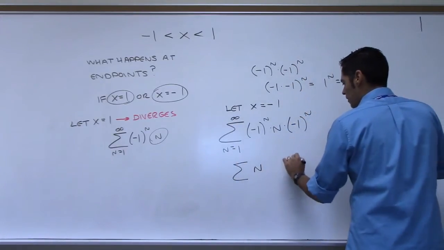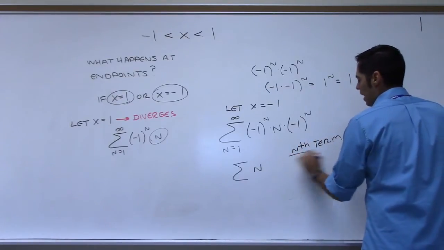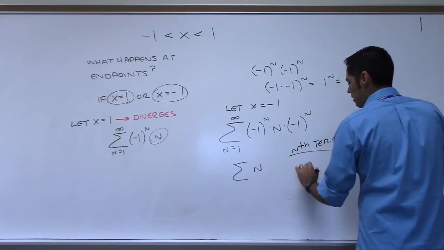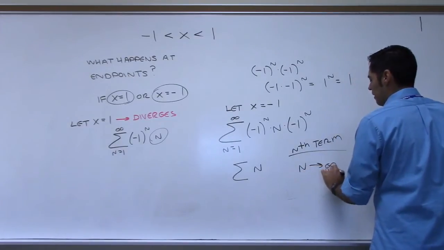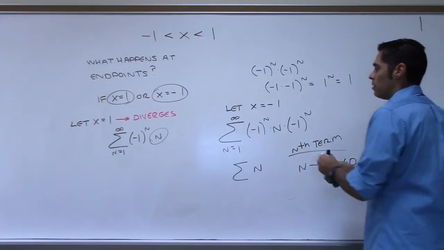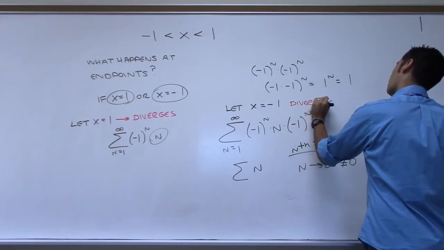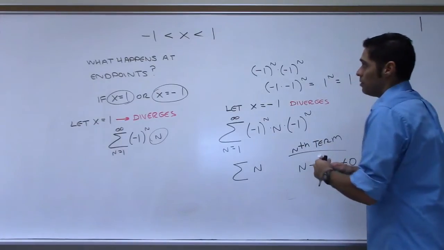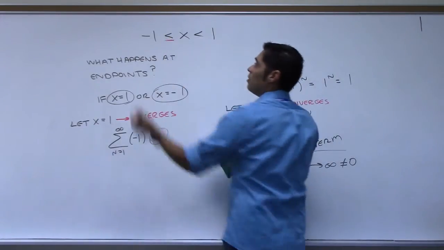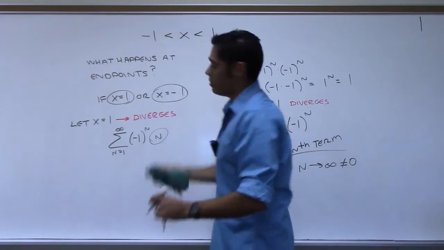And of course, if I do the nth term test on this, again, the n is going to go to infinity if I take the limit, and that's definitely not 0. So again, it will diverge. So I am not going to include negative 1. I do not want that to happen, or it will diverge.